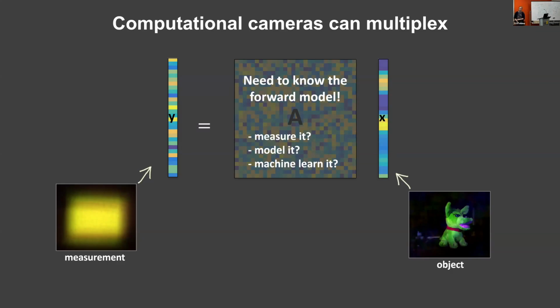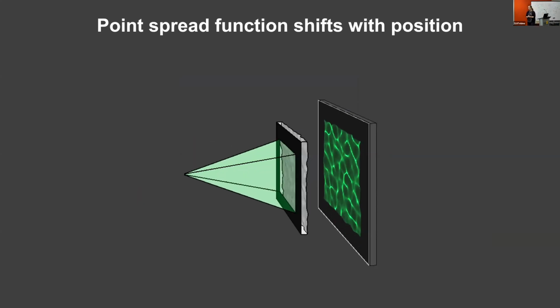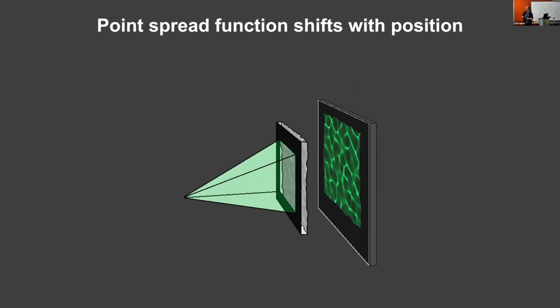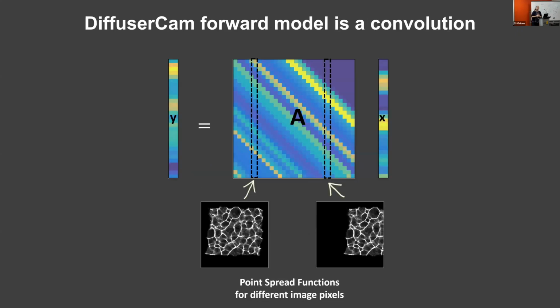We could machine learn it if you give enough input-output pairs, but then you need training data. So I'm going to show you some combination of all of these. But the main idea is this shift invariance: as you shift a point laterally, the point spread function shifts laterally. And what does that mean about that A matrix? Any matrix math for you people around here? It's shift invariant. It's circulant. So this A matrix is fully determined by a single column because it's a convolution.